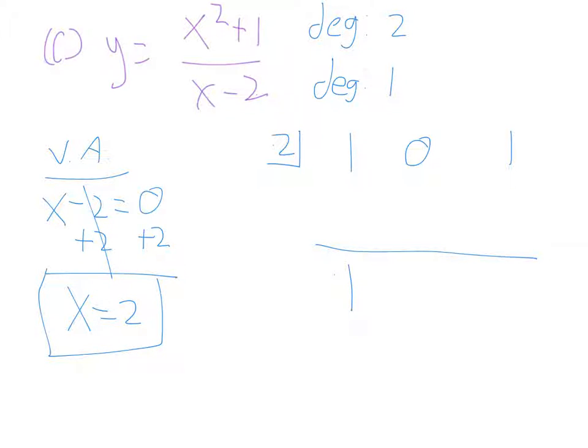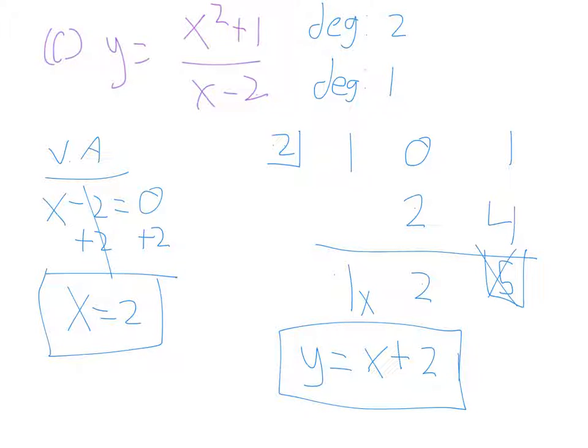1 times 2 is 2. 0 plus 2 is 2. 2 times 2 is 4. 1 plus 4 is 5. Now we were told to ignore the remainder. So that means there's a slanted asymptote at y equals 1x, or just x, plus 2. That means as the y values get really high or really low, they'll follow the same line, y equals positive x plus 2.